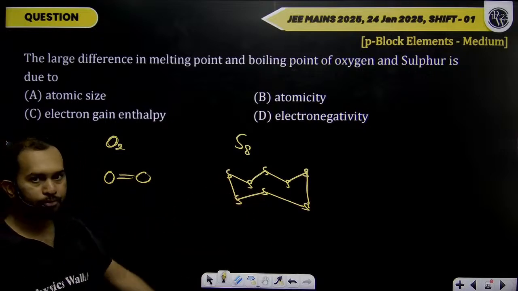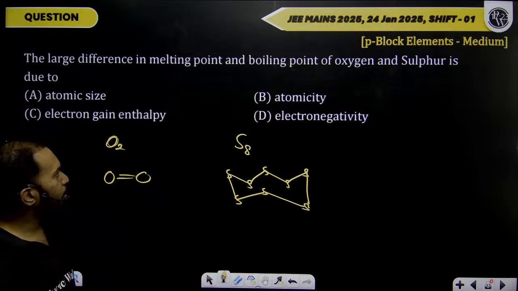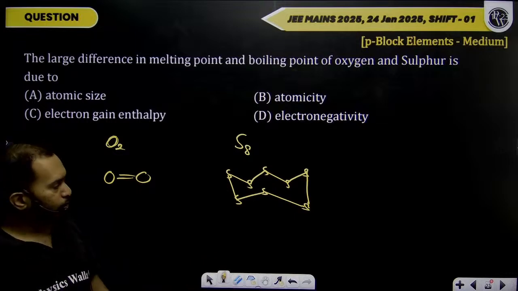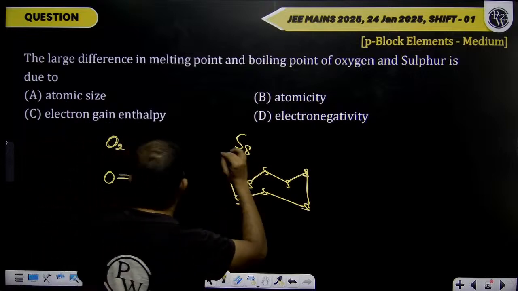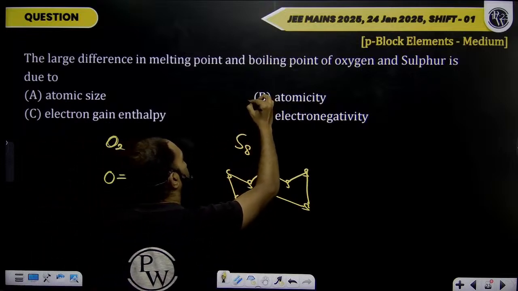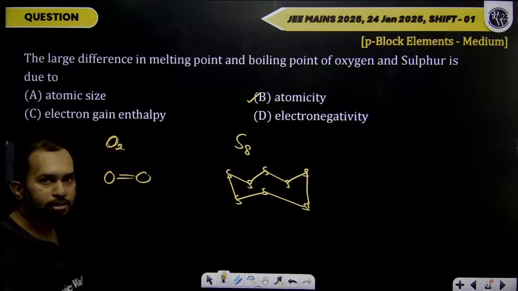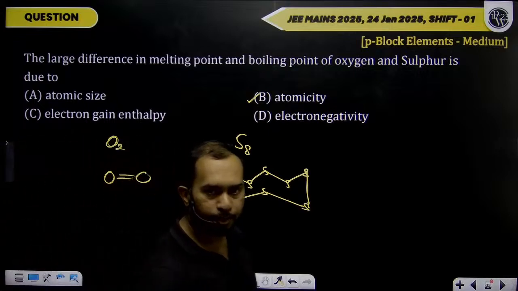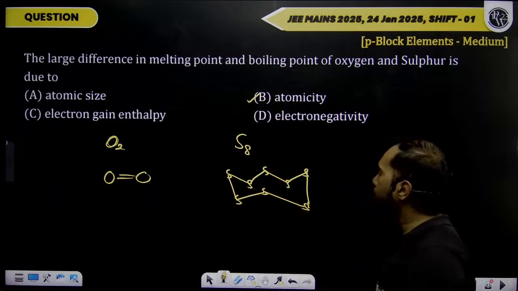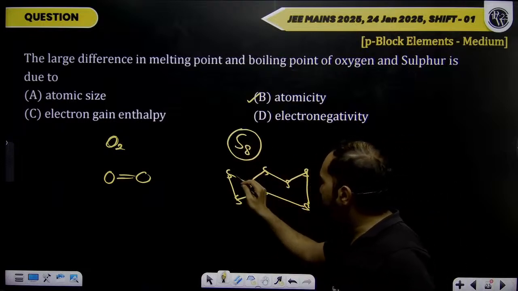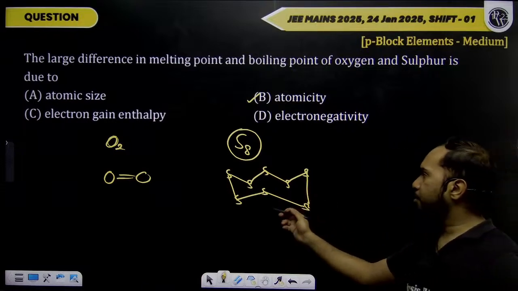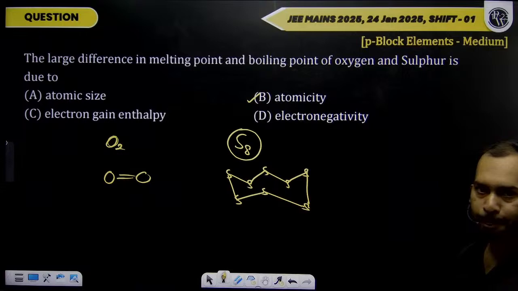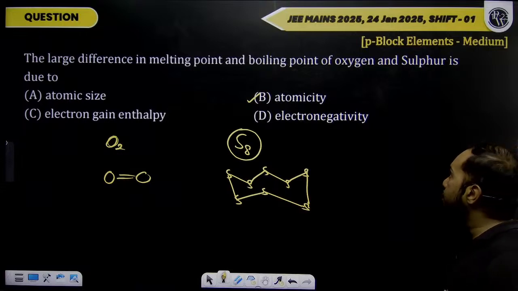Number of bonds are more. That means the melting point and boiling point of sulfur will be high. Why? Because atomicity is high and molar mass is high. So the correct option for this question will be atomicity. Sulfur and sulfur, due to larger size, cannot make pi bonds, so they form only sigma bonds. So the structure of S8 has only sigma bonds. Due to atomicity, more atoms are present, so the boiling point and melting point of sulfur is high. The correct answer is atomicity.